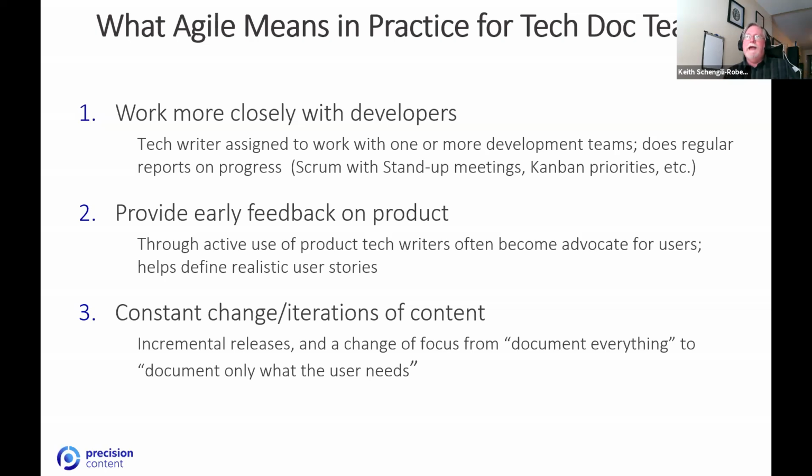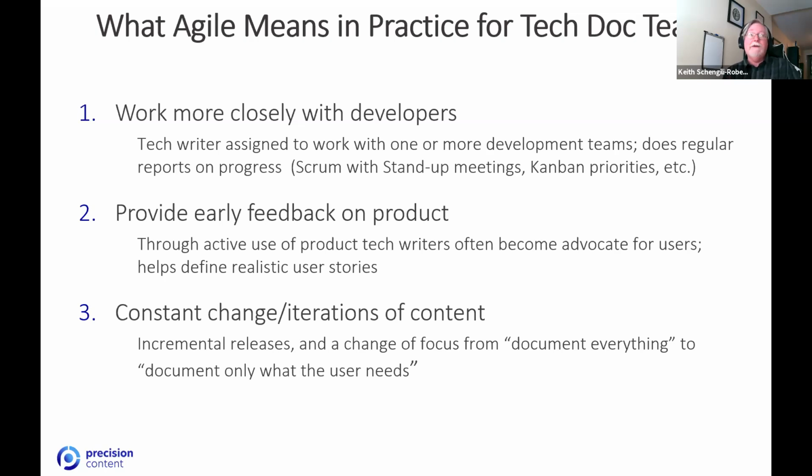So what Agile means in practice for tech doc writers is that you tend to work more closely with developers than you would if you're using a waterfall process. The tech writer is assigned to work with one or more development teams, and they then do regular reports on their progress. If you're using a Scrum-based process, there's an expectation that perhaps the lead tech writer, or perhaps all of the tech writers, will attend the stand-up meetings and talk about their progress. Having said that, if you're working within a Kanban framework, then the writers are talking about their priorities in terms of the material that they are documenting first.